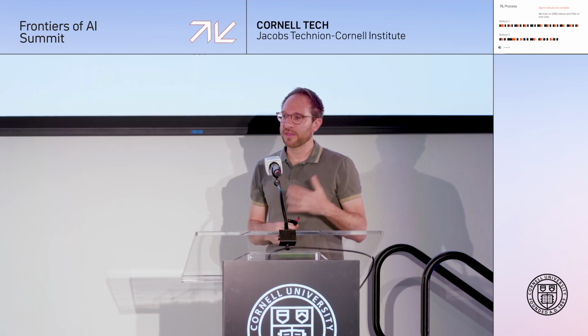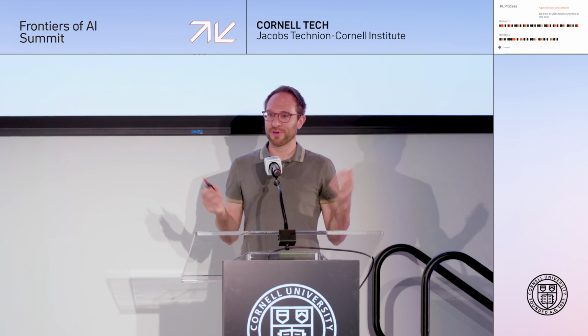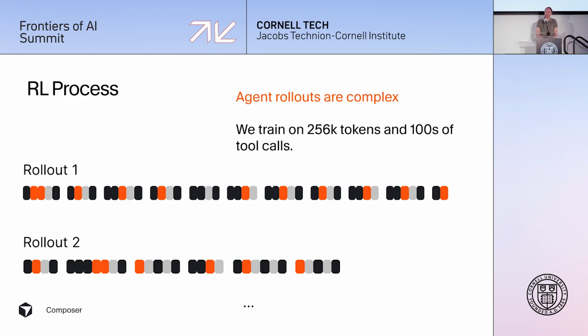The RL process itself looks like kind of a toy version of how you might imagine RL working. We literally just set up a Docker container. We then run, let's say, 32 different attempts at trying to solve the problem. We see which of these succeeded and which of them failed, and we update the model to be closer to the ones that worked. Now, that's easier said than done.